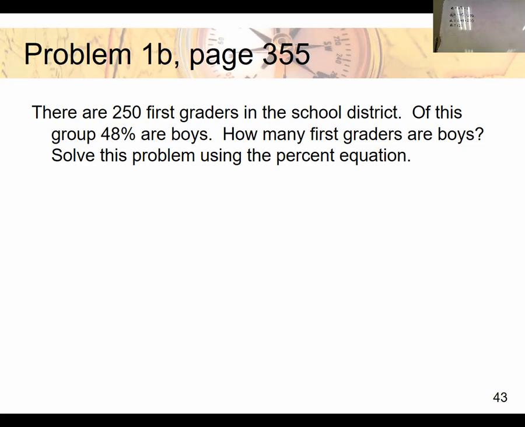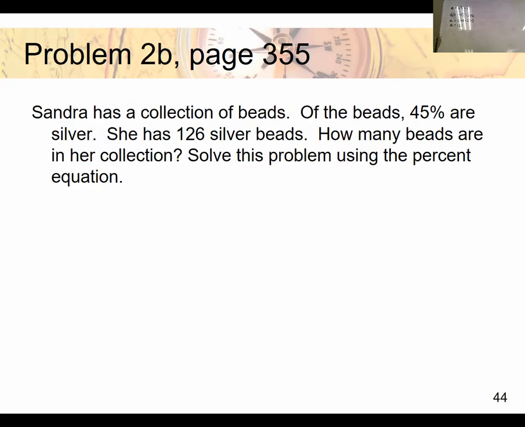Okay. And also on this next slide, here they just want to use a percent equation. Here we use a bar diagram for that as well. She has a collection of beads. Of those beads, 45% are silver. And she has 126 silver beads. How many beads are in her collection? So in this case, we're looking for the whole. We already know the part and the percent. We just want the whole.